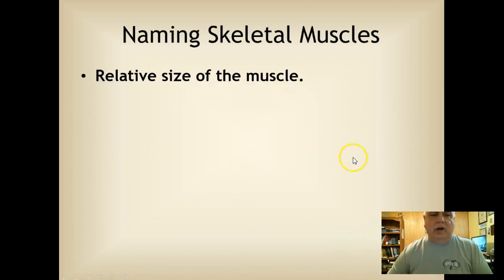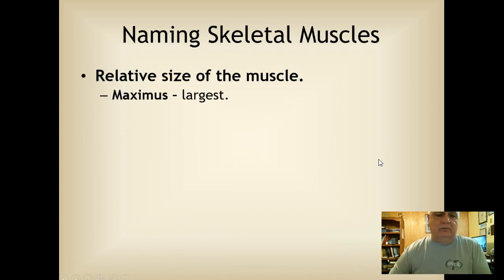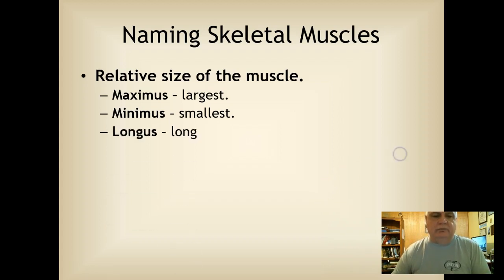Okay, our next criterion is the relative size of the muscle. Some muscles have terms like maximus in their names. When several muscles are in a particular group or near one another over a particular body region, they may be divided based upon their relative size. For example, maximus means the largest muscle in that group, and minimus means the smallest muscle in that group. So think of the muscles of the gluteal region: the gluteus maximus is the largest one, and the gluteus minimus is the smallest.